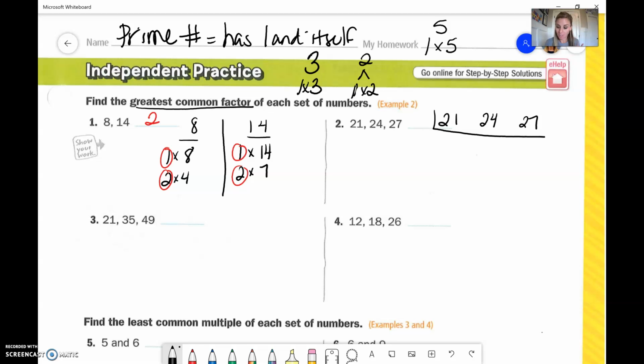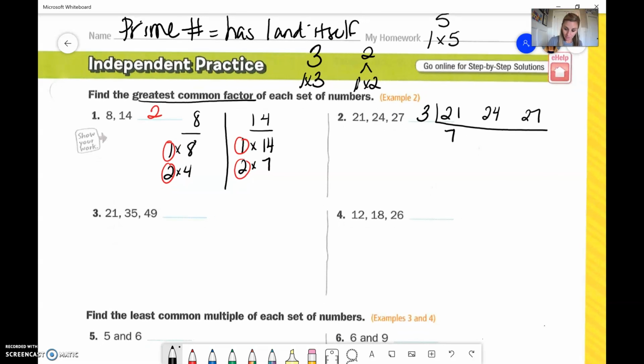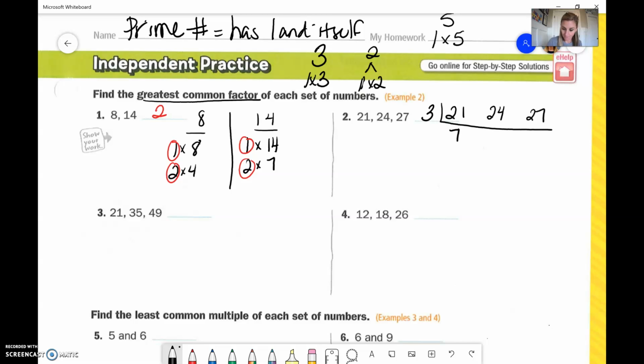So when I look at 21, 24, and 27, right away I know that I can pull out a 3. They all have a 3 for a factor in common. So 3 times what is 21? 3 times 7. I'm going to place that underneath. 3 times what is 24? 3 times 8 is 24. And then 3 times what is 27, and that is 9.